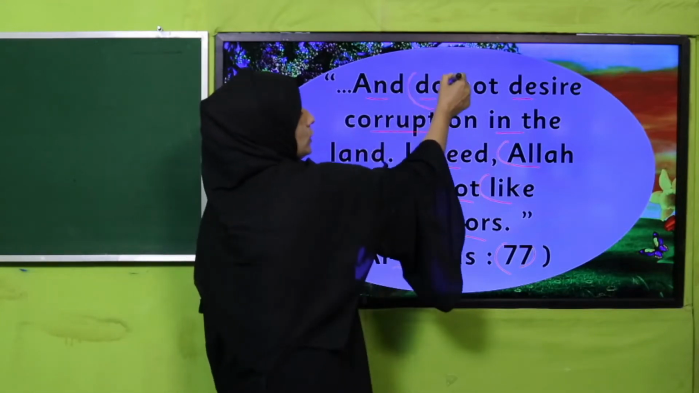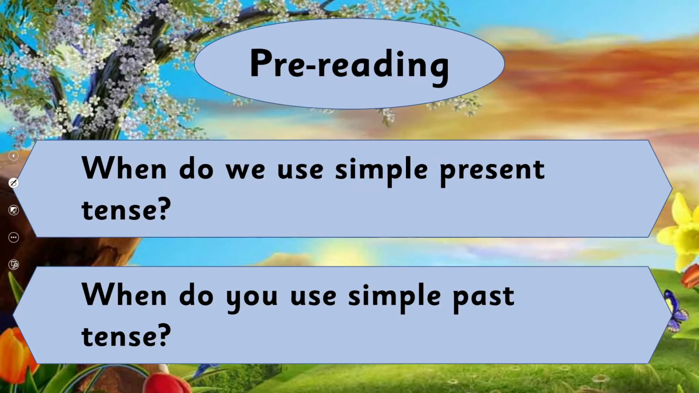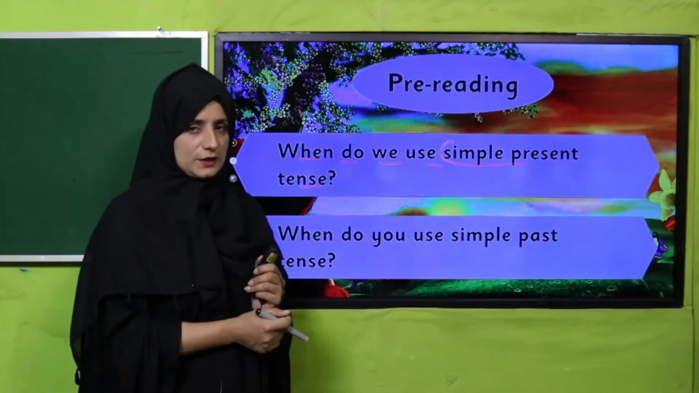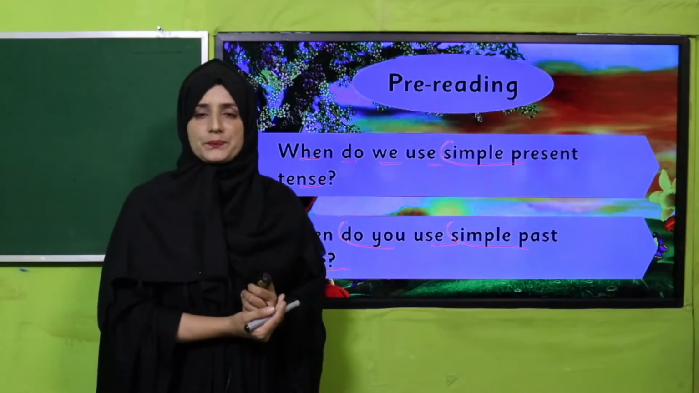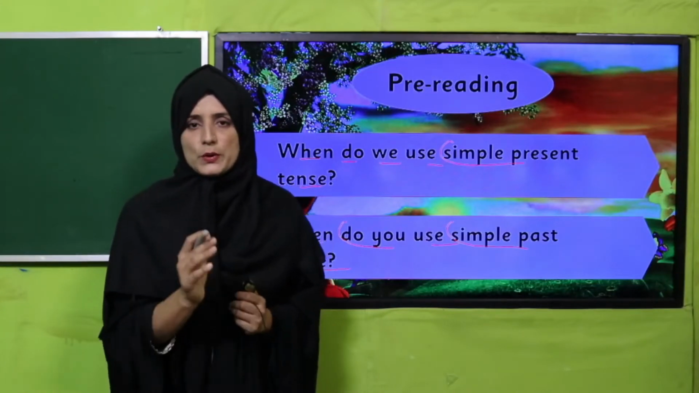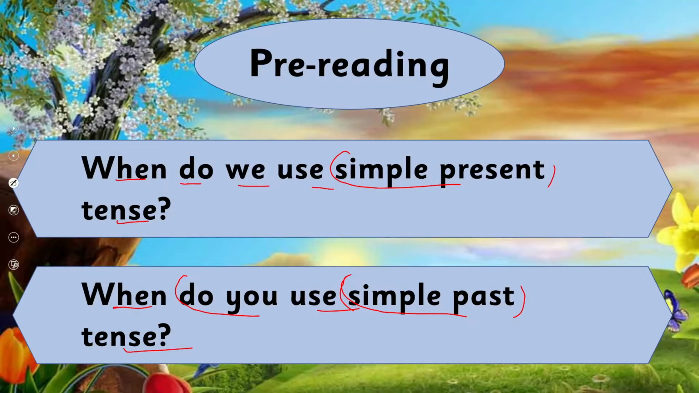So these are the words do and does. My dear students, we are going to learn about these words. First of all, we are going to refresh our knowledge. When do we use simple present tense? This is a question for you, my dear students. Okay, excellent. So the next question: when do we use simple past tense? Excellent job. I hope you have memorized it. So it means we are going to discuss simple past and simple present tense.